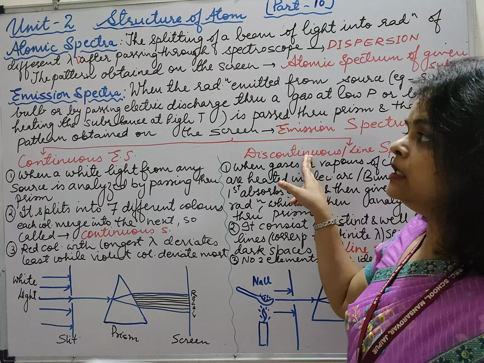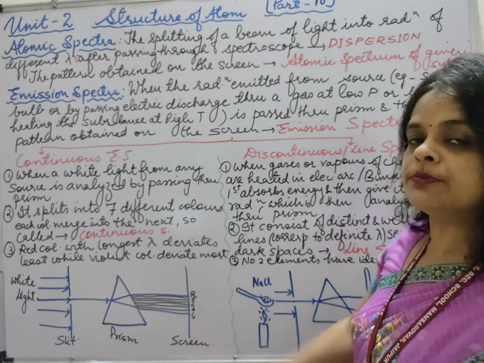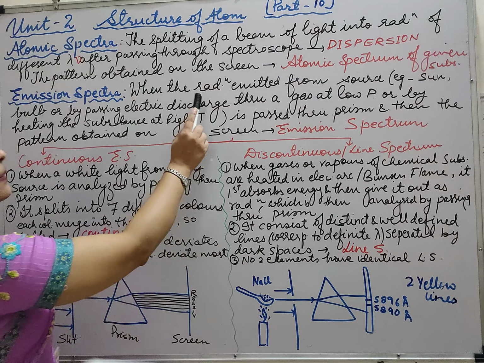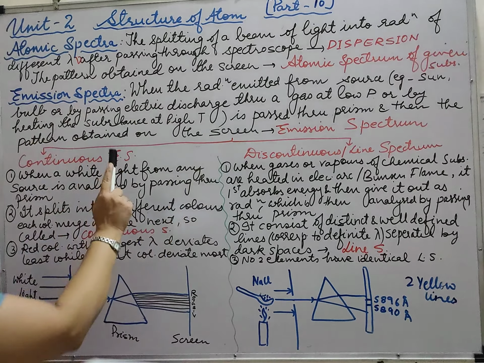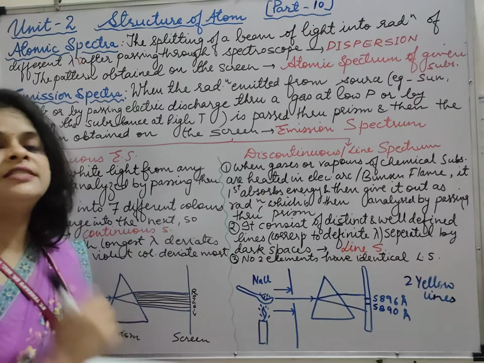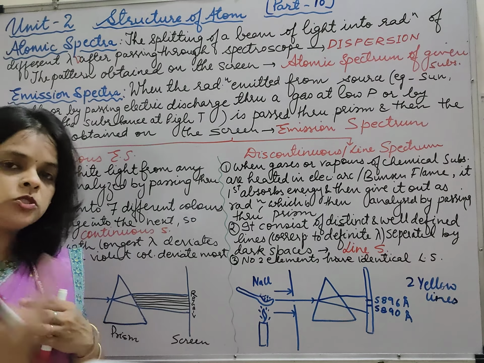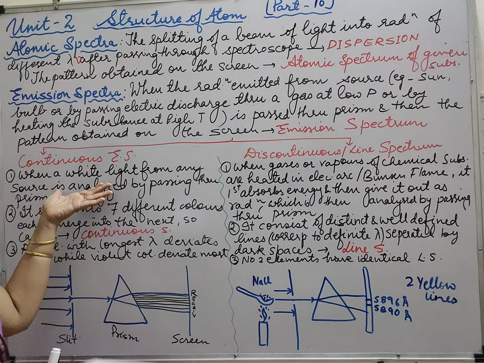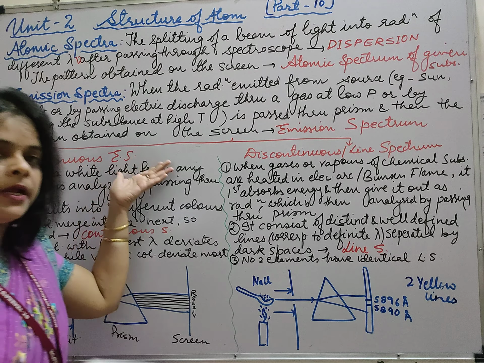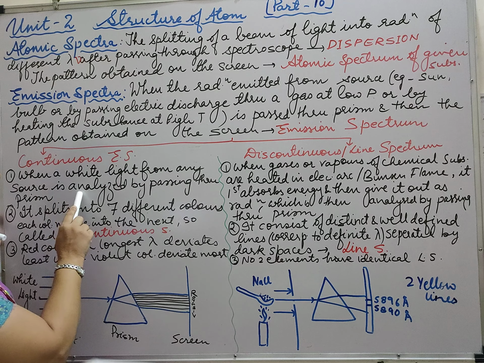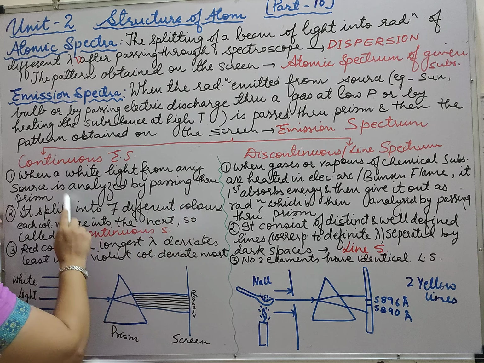Discontinuous emission spectrum, or the line spectrum. Now we are dividing emission spectrum into two types, continuous and discontinuous, first on the basis of the source, from which the radiations are coming. So in the first case, continuous emission spectrum, a white light from any source is analyzed by passing through the prism.